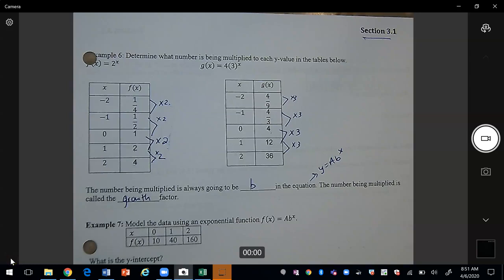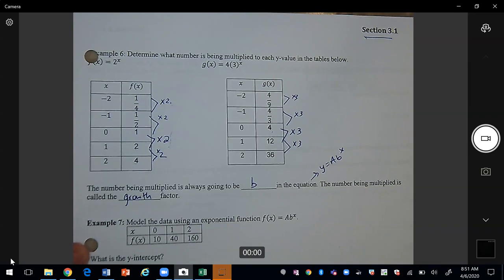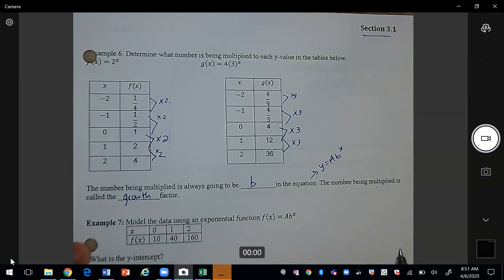This is the second part of section 3.1, exponential functions. And in this lesson, we're going to start modeling exponential functions given some data. First, we want to look at what a growth factor is.